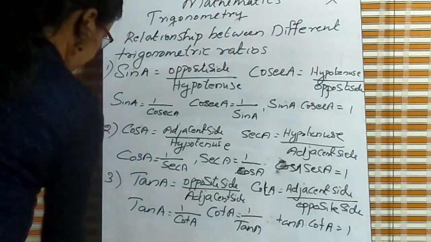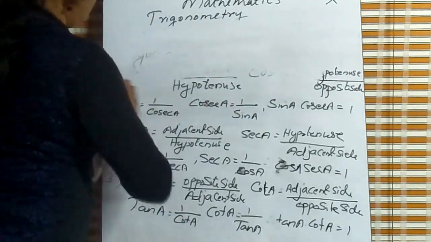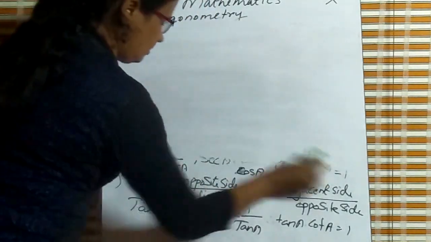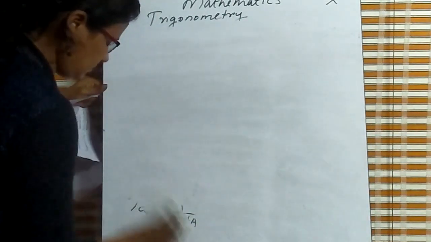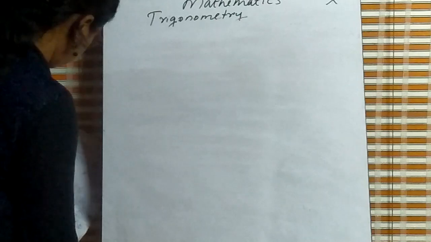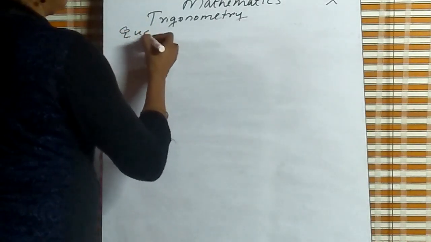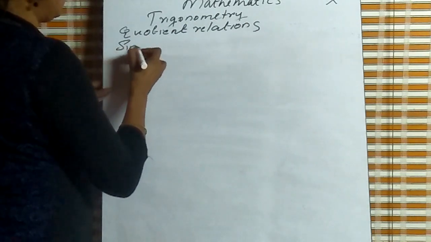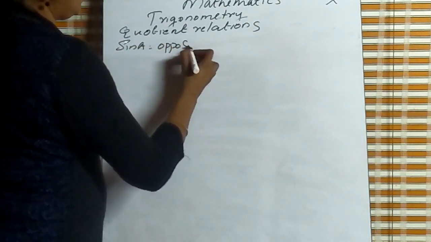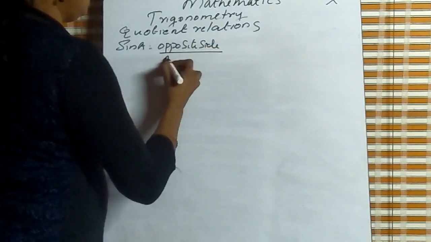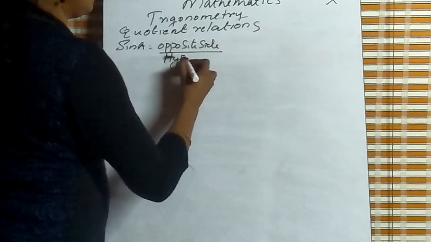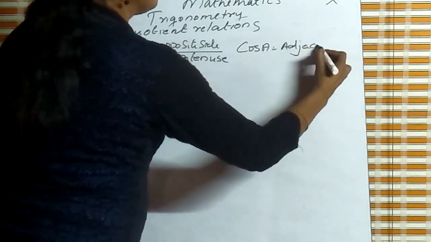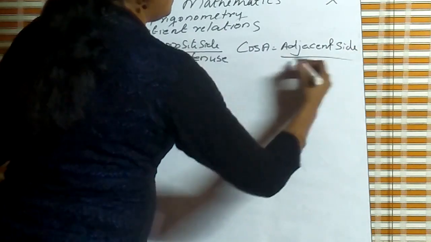Next relation, quotient relations. We know that sin A is equal to opposite side by hypotenuse, and cos A is equal to adjacent side by hypotenuse.